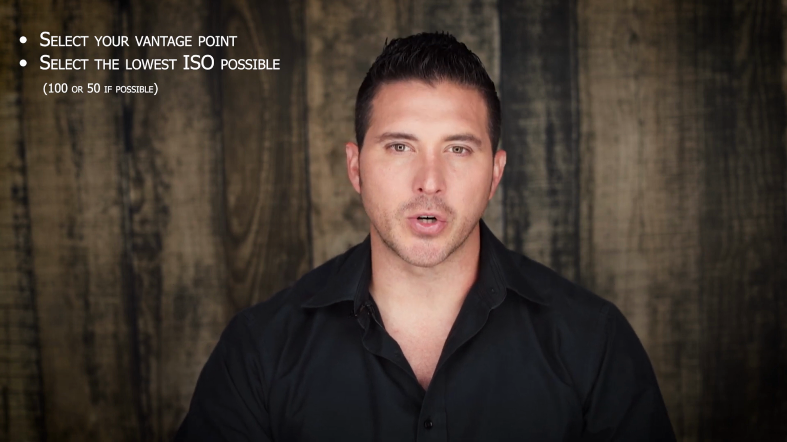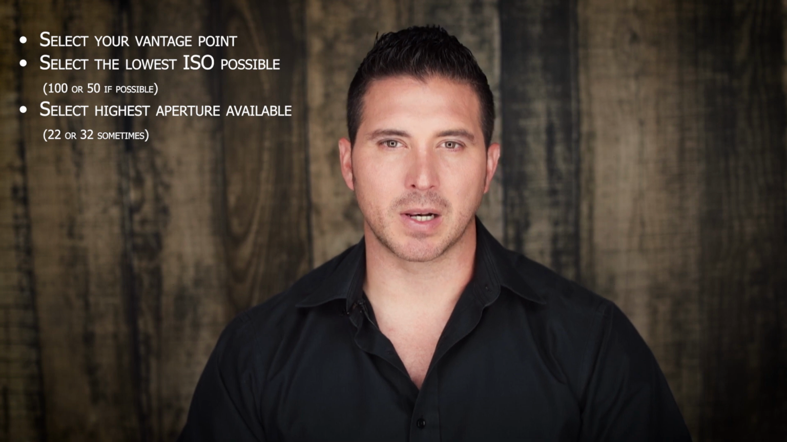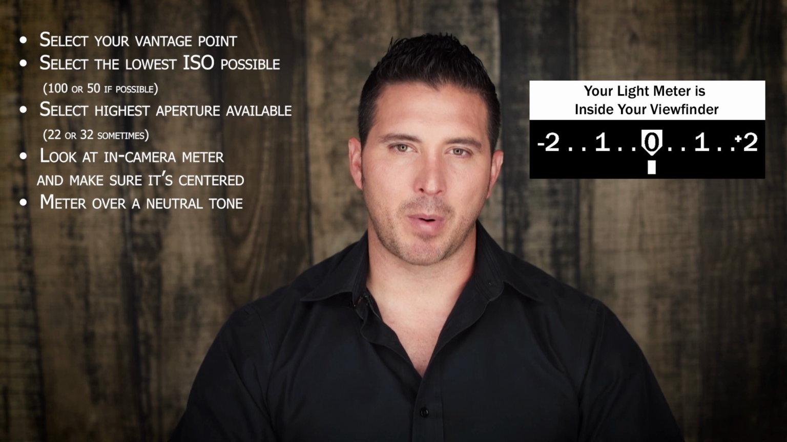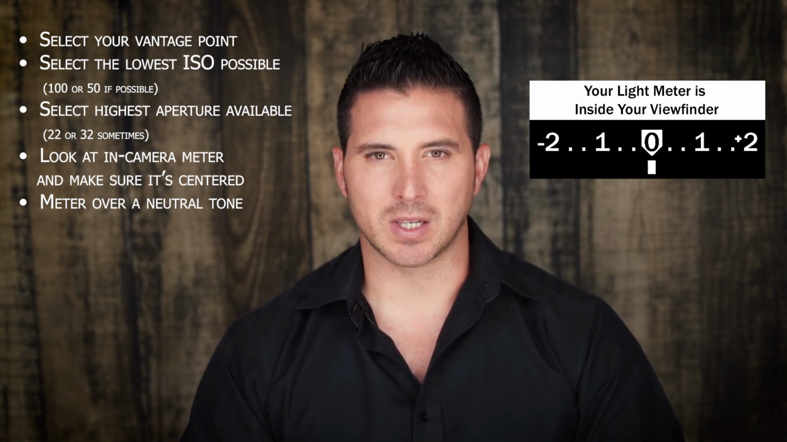Here's a step-by-step guide on how to take these shots. Select your vantage point. Choose your lowest ISO possible, typically 100 or 50. Choose the highest aperture possible, typically 22 or 32 in some cases. Then look at your in-camera meter and slow down your shutter speed until it's somewhat in the center.